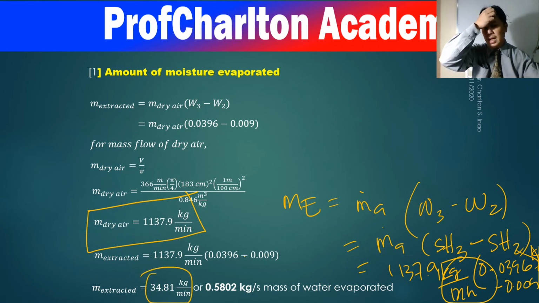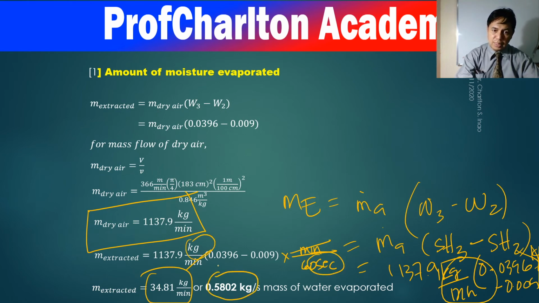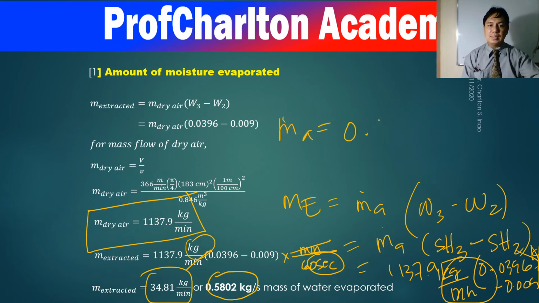So this one is 34.81 kilogram per minute. And how do you convert this into seconds? There is 1 minute, 60 seconds, so minute and minute will be canceled. All that will be left is kilogram per second. So if you compute that, this is the mass flow rate of dry air. So the mass flow rate of dry air in seconds is 0.58, or 0.02 kilogram per second. If you get 0.56, it's okay, no?